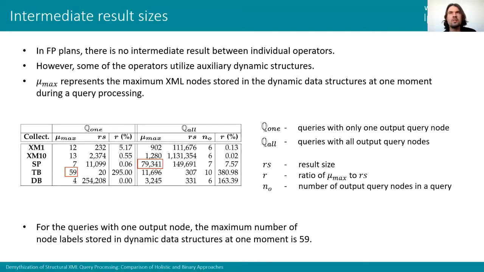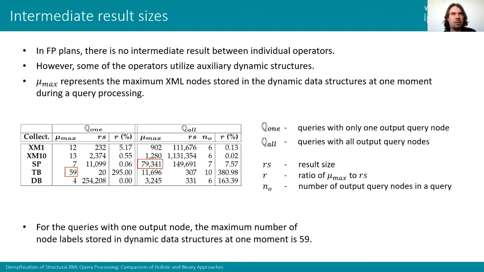We worked with two sets of TPQs. Those are subsets of the TPQs utilized in the previous experiments. Q1 is the subset of queries with only one output query node, and Q_all is the subset of queries where all nodes are output. In this table, we show the worst cases. It means that we show the queries with the highest value of mu-max. We also include the result size and a relative comparison of mu-max to the result size.